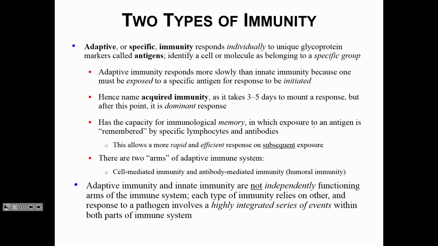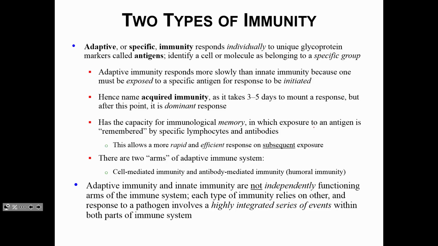Now, adaptive or specific immunity responds individually to unique glycoprotein markers called antigens. Now, we just talked about antigens. They identify a cell or molecule as a specific group. They give it cell ID, unique ID. All right. Now, this type responds a lot more slowly than innate because one must be exposed to that antigen in order for a response to be initiated. Sometimes we call this acquired immunity because it takes like 3 to 5 days to get a response together, but after that point it is a dominant response.